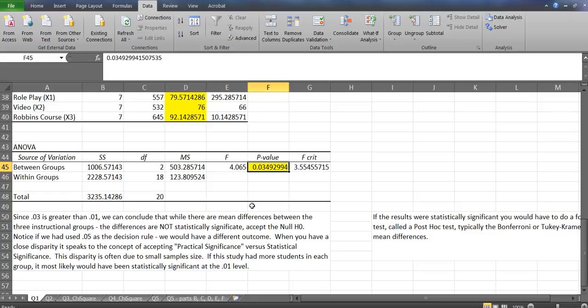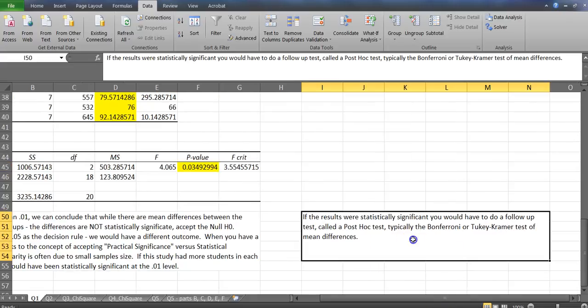And if you have a scenario with an F-test analysis of variance where the means are statistically significantly different, then you have to do what's called a post hoc test. And I wrote this here. And this is just for your own learning right now, okay?